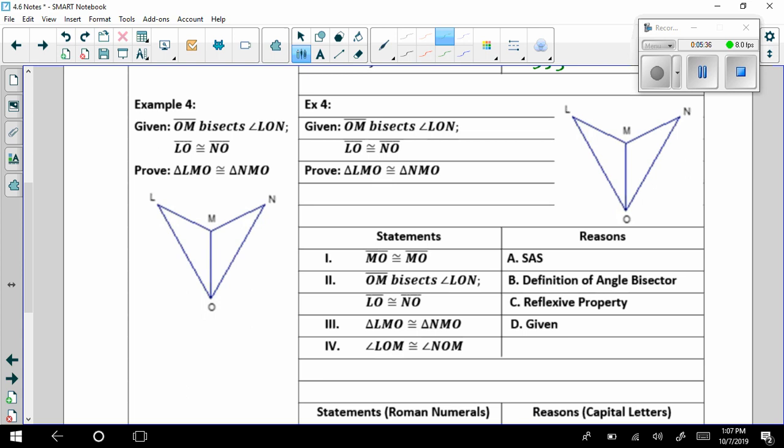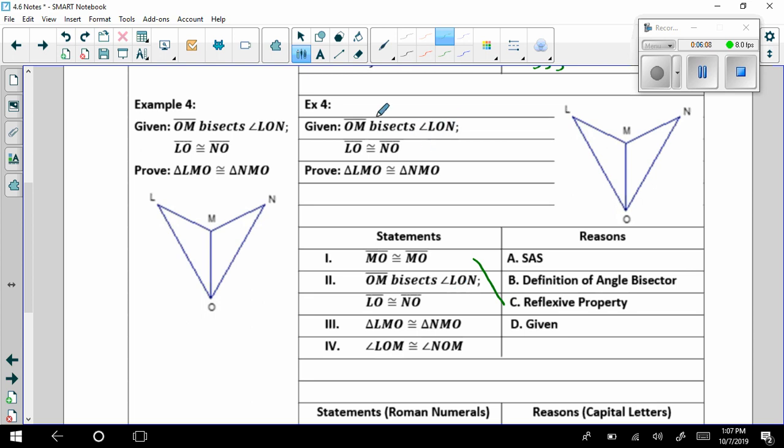The other thing that is important is to be able to just recognize the reason that goes with a statement. So we've worked a lot with proofs, and we've done a little bit of matching with them, but just being able to match these up. So when you see a statement that says like MO is congruent to MO, you know that that goes with reflexive property. So just identifying stuff like that will help you to fill in your proofs a lot faster.